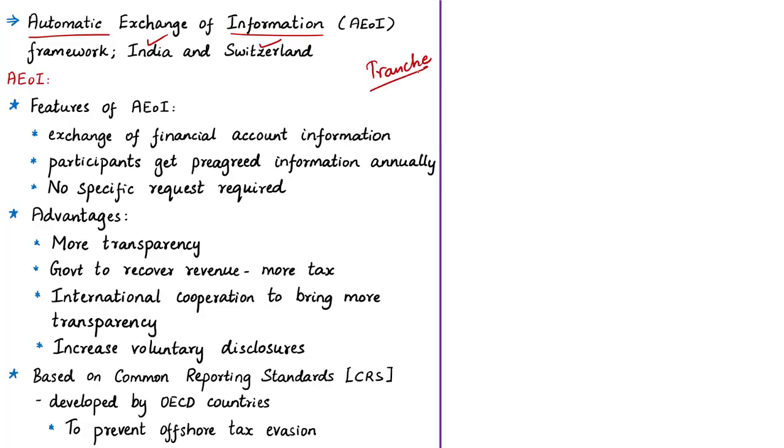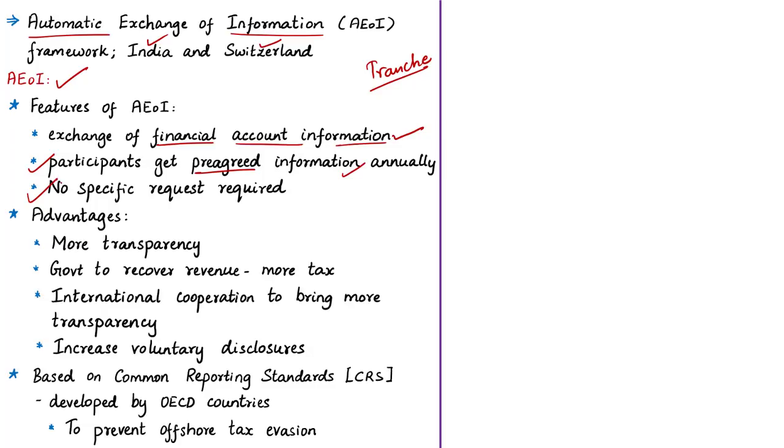So, what is automatic exchange of information, or in short AEOI? AEOI is an agreement. It provides for the exchange of non-resident financial account information with the tax authorities in the account holder's country of residence. The participating jurisdictions that implement the AEOI framework send and receive pre-agreed information each year without having to send a specific request. Let us understand what these sentences mean.